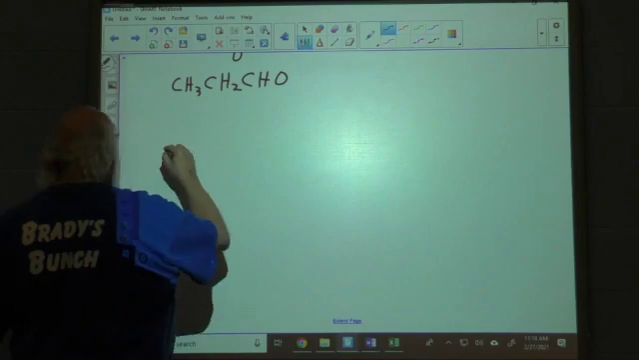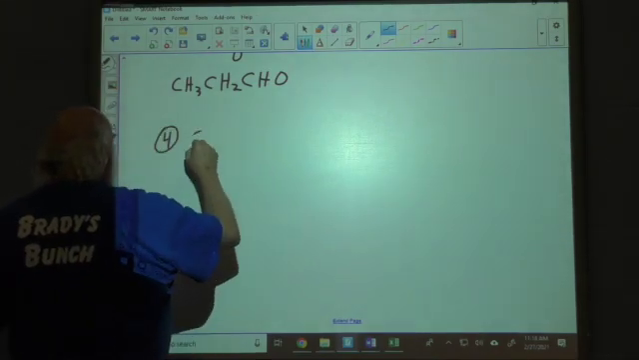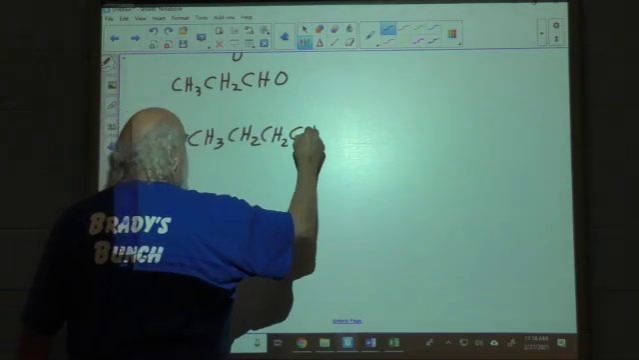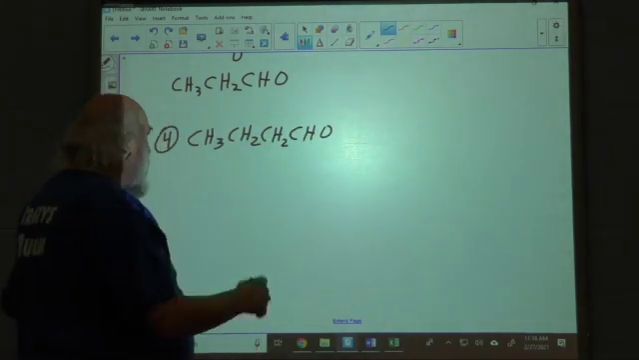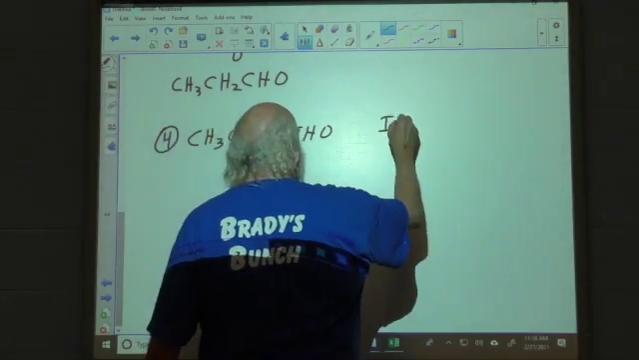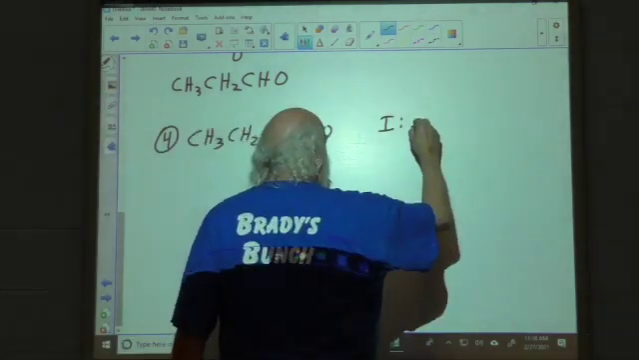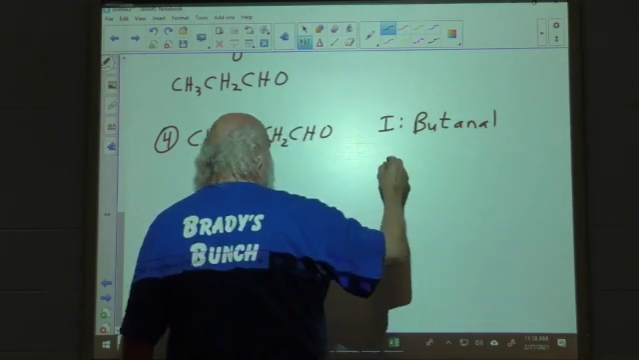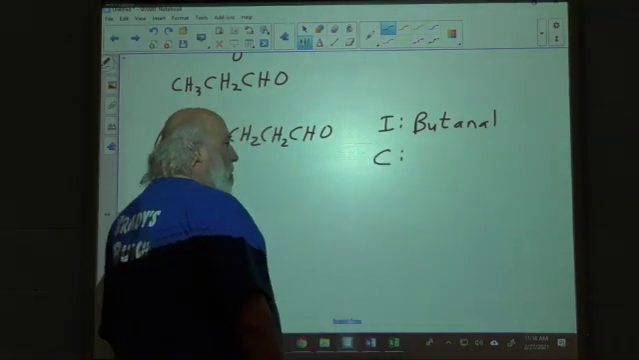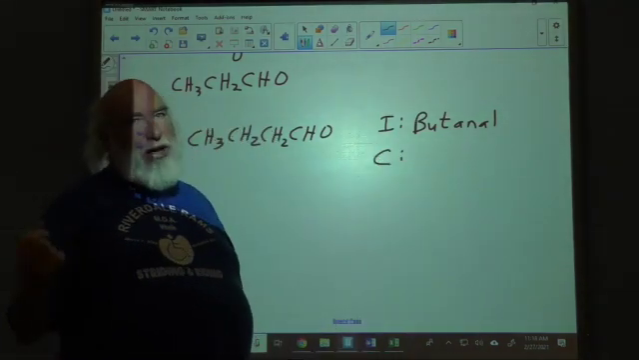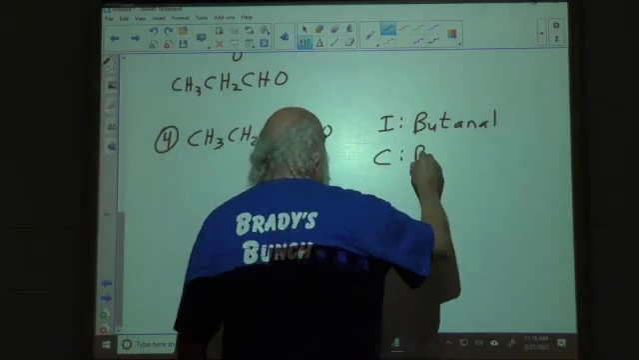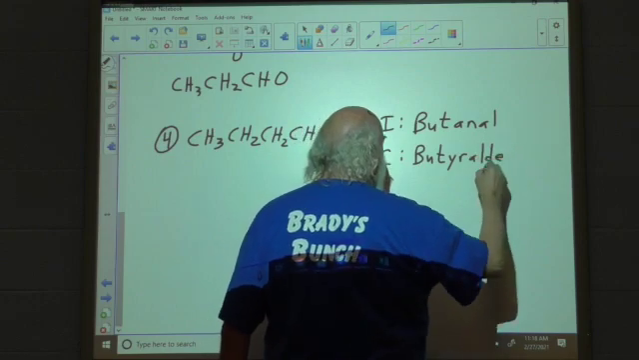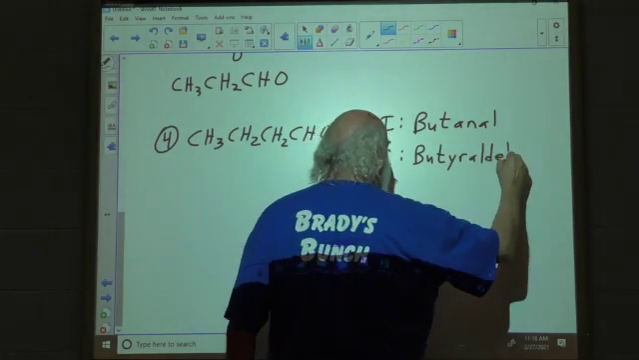Okay, and I'll just go through and name the others. Number 4 is CH3, CH2, CH2, CHO is our straight line form. The IUPAC name for this, yes it is, the infamous butanal. Although many people say it differently. The common name, this is from butyric acid, so you drop the ic acid. So this is butyraldehyde.